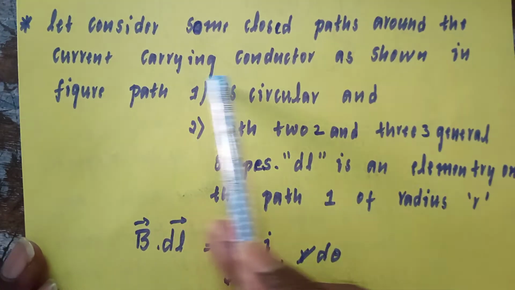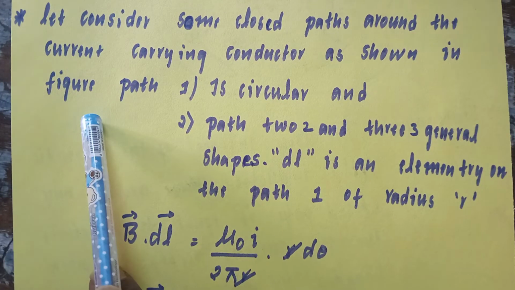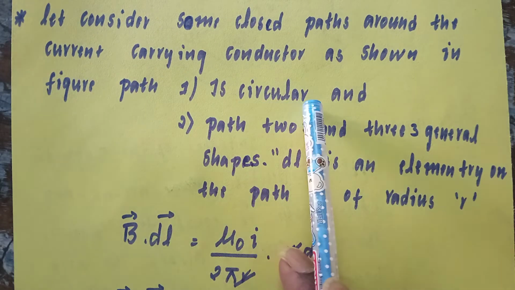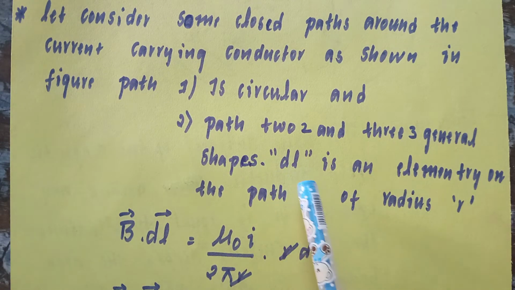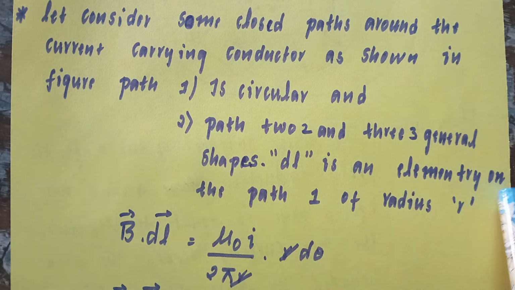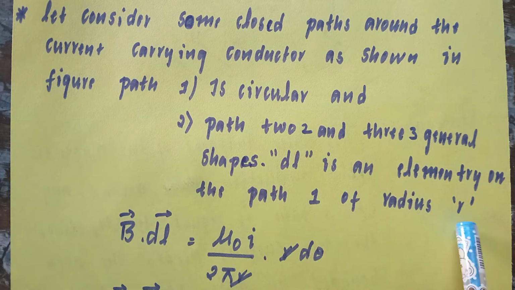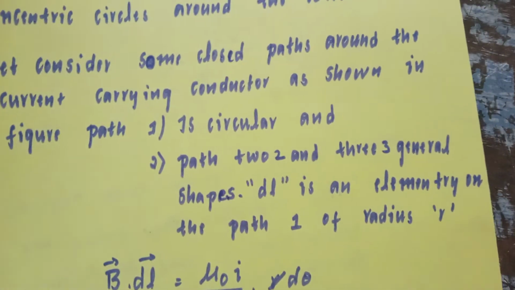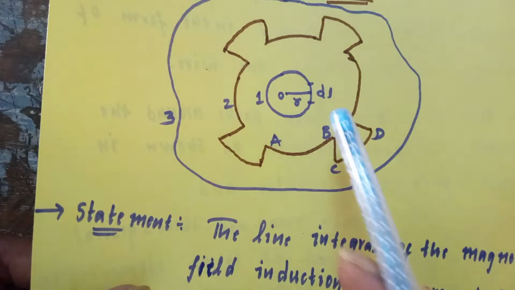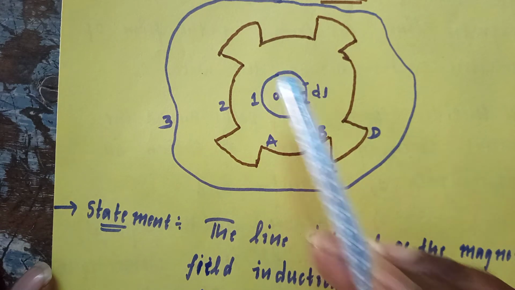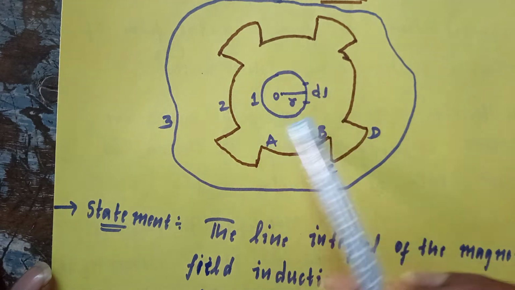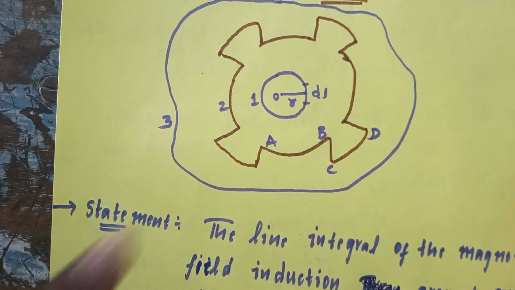Now let us consider some closed paths around the current carrying conductor as shown in the figure. The first one is circular. Path 2 and path 3 are of general shapes. dl is an elementary length on path 1 of radius r, where r is the radius of the first path, that is the circular path.